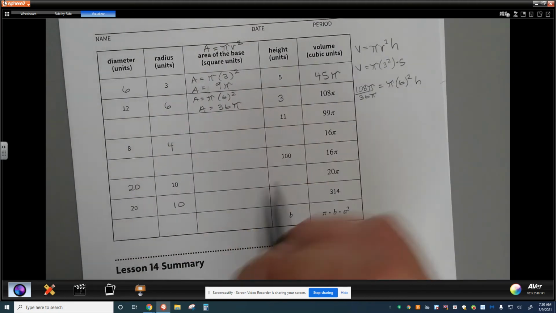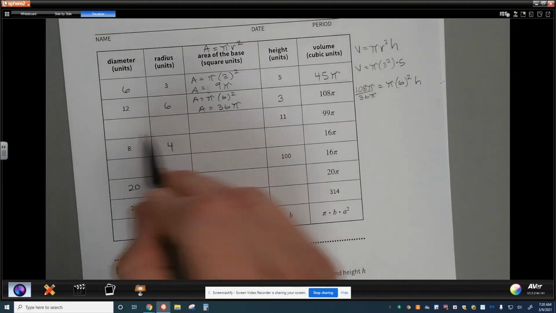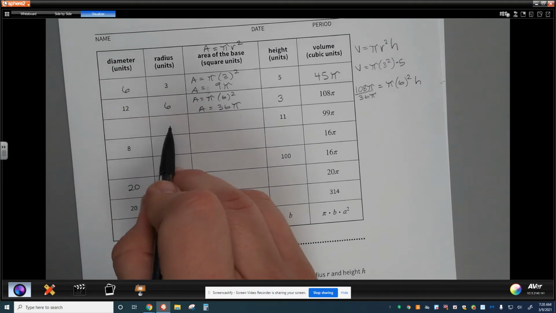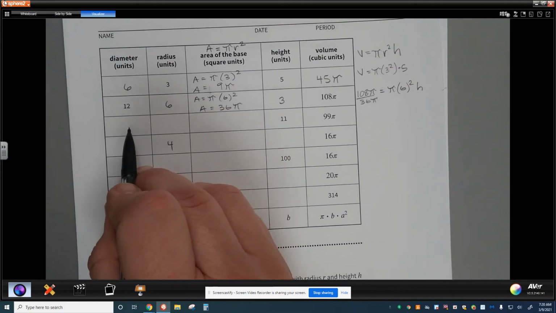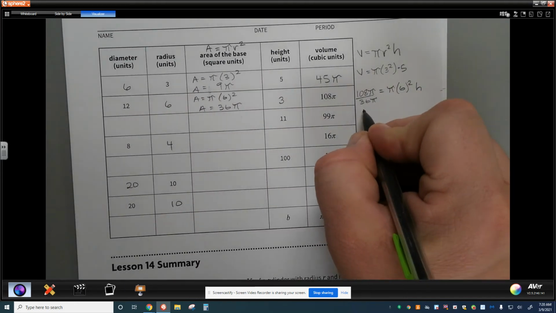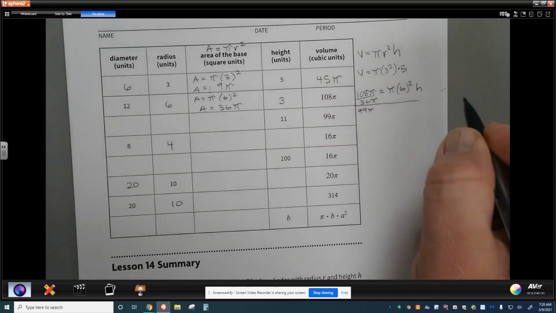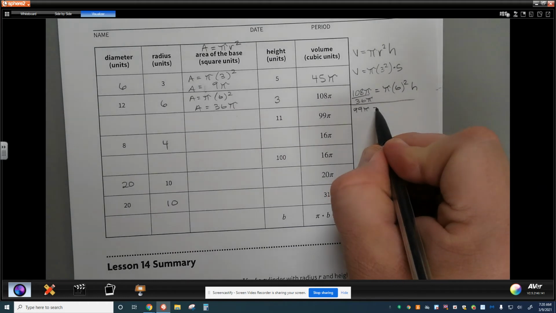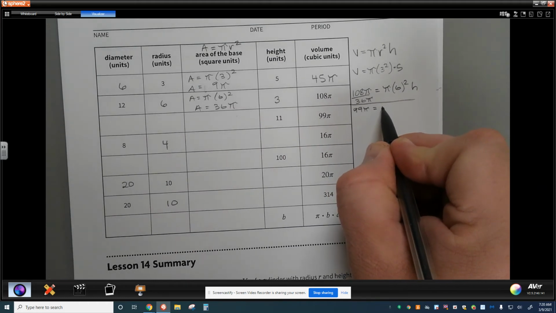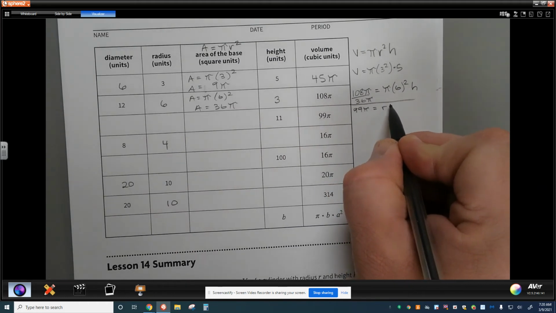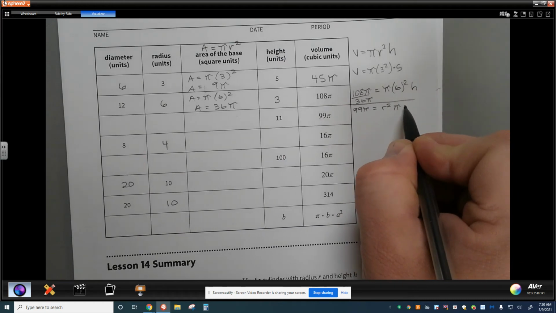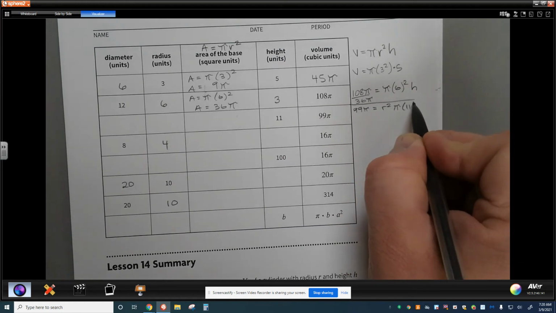The next one's just a little trickier. We're given the height instead of any kind of radius and diameter, but if I can find the radius, I can find the diameter. So in this case, r is going to be the unknown. I'm going to start with 99 times pi, which is the total volume. That will be equal to the radius squared times pi times the height of 11.